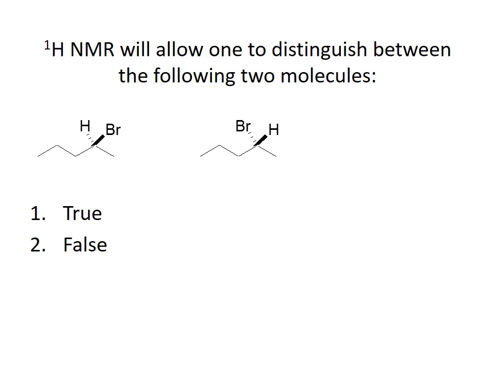Will proton NMR allow you to distinguish between the following two molecules? No. These are enantiomers, and enantiomers cannot be distinguished in NMR unless you put them in a chiral solvent, and that's really unusual. So their spectra would be identical.